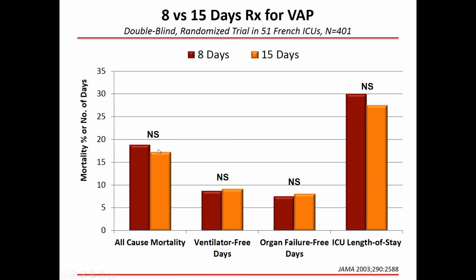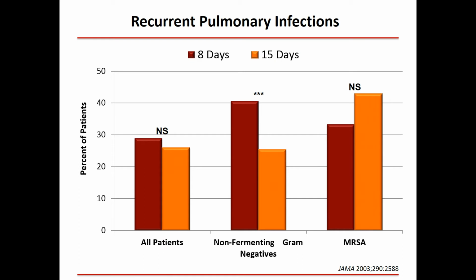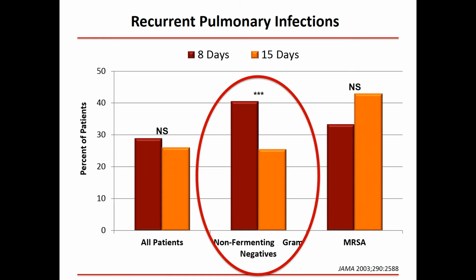And as you can see over here, there was no difference in all-cause mortality, ventilator-free days, organ failure-free days, or ICU length of stay. Hence the recommendation that our default treatment duration for VAP should be 8 days or 7 days. Now, as you probably remember, there was one signal of concern inside this study, with regard to recurrent pulmonary infections. What they saw was that with non-fermenting gram-negatives, that's things like Pseudomonas, Acinetobacter, there was a higher rate of recurrent pulmonary infections.